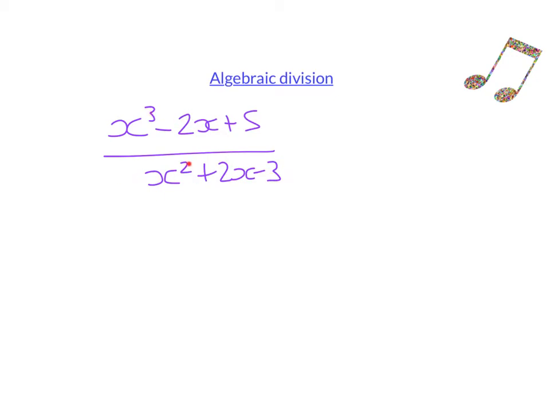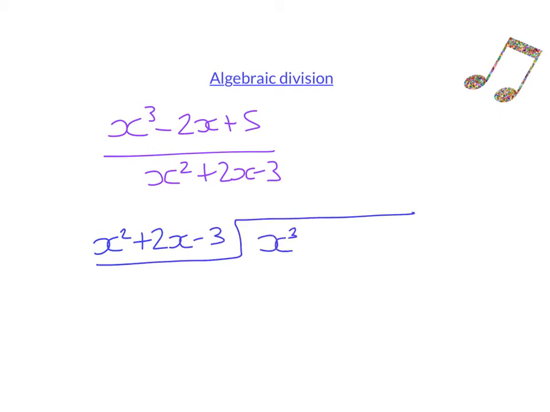So that's a cubed and that's a squared. So I'm going to do a division, and I'm going to express this as, rather than a whole number, a whole expression and a remainder. So we're going to be using the step sum again. So we're dividing by x squared plus 2x minus 3, so that goes in the step. And we're dividing into x cubed minus 2x plus 5.